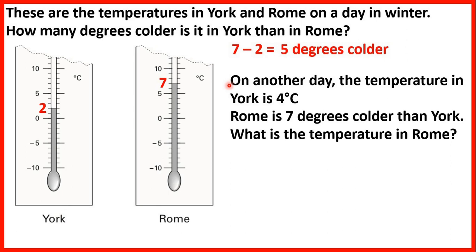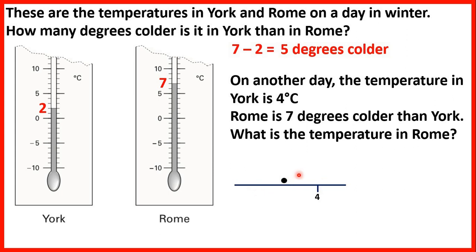Now, on another day, the temperature in York is 4 degrees. Rome is 7 degrees colder than York. What is the temperature in Rome? So, we have the temperature in York, 4 degrees, and we need to subtract 7. But 7 is larger than 4, so we know that our answer will be a negative number.